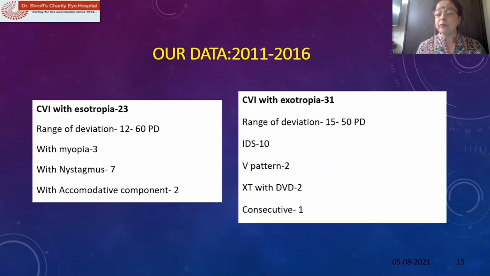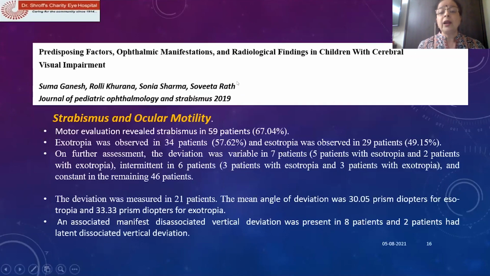And we had a large number of children with exotropia and esotropia, and the range was very large. There was also DVD present. Another paper which we published in the Journal of Pediatric Ophthalmology and Strabismus in 2019 also revealed that 67.04% of children had strabismus, with variable angles seen in a few patients, and some of them intermittent. And we could only measure them in a small number of children.